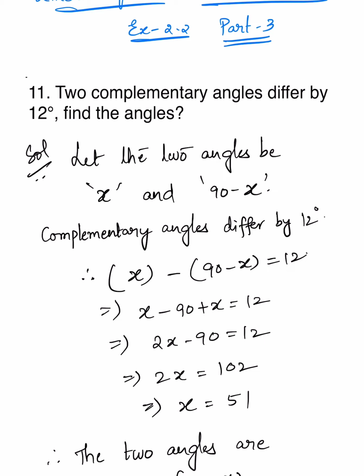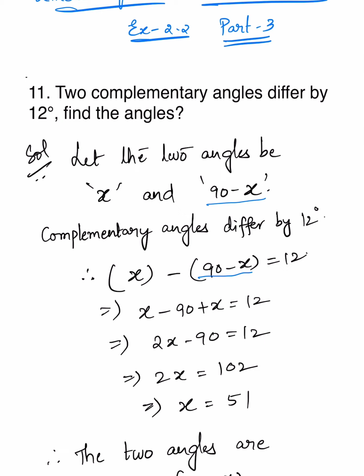if the sum of two angles is 90 degrees, then they are called complementary angles. So if one angle is x, the other angle will be 90 minus x. Therefore, complementary angles differ by 12. That's given in the question. Therefore, x minus (90 minus x) is equal to 12.